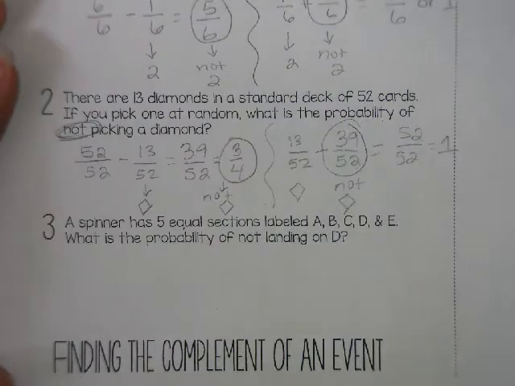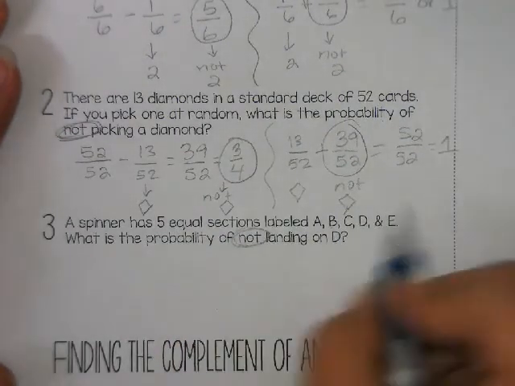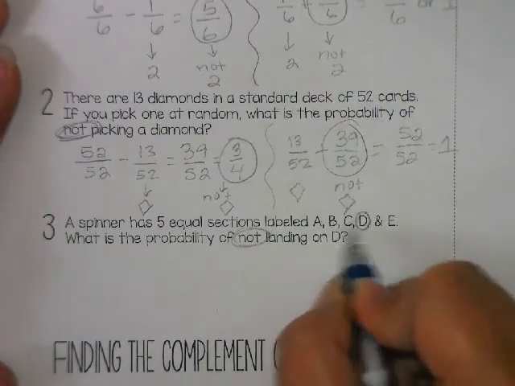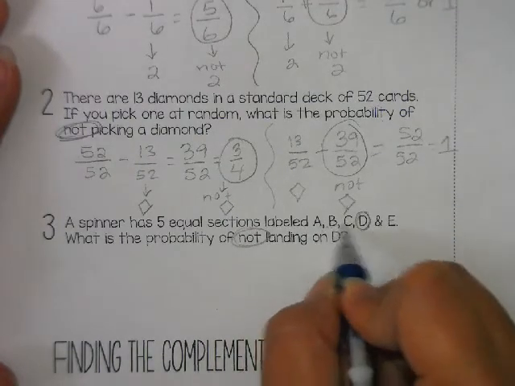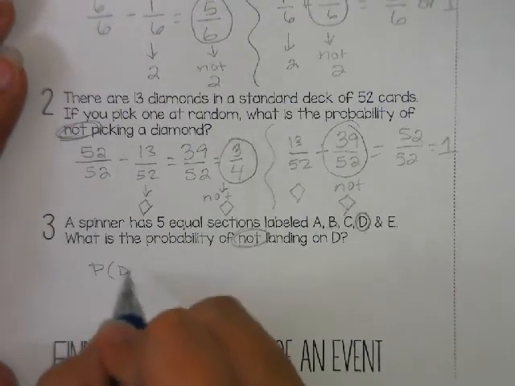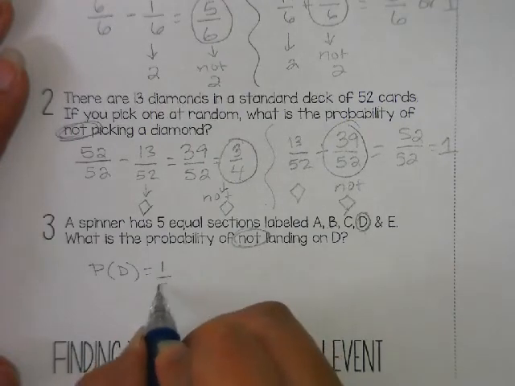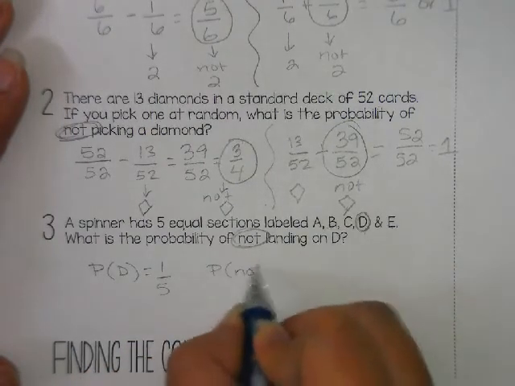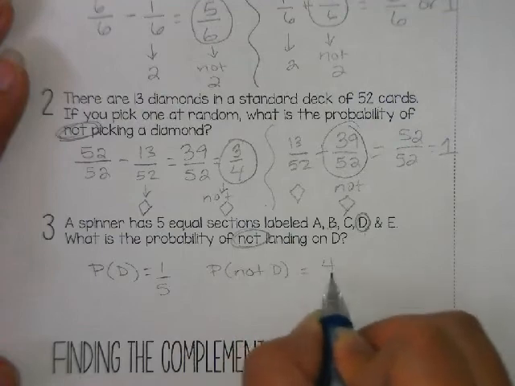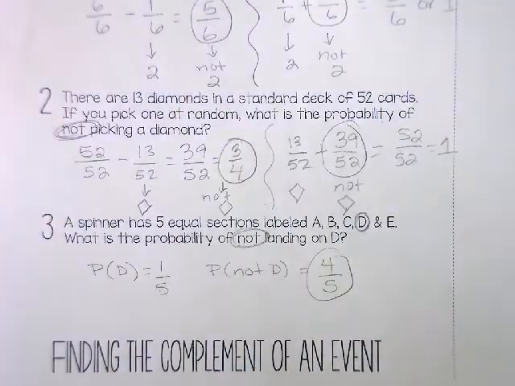A spinner has 5 equal sections, A, B, C, D, and E. What is the probability of not a D? Well, D is 1 out of 5, so we can see that 4 out of 5 is the complement. I'm just going to write it shorthand. Probability of a D is 1 out of 5. So the probability of not a D is 4 out of 5. And you can see when you add those together, you get one whole.